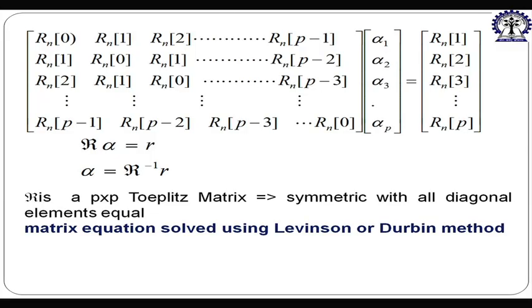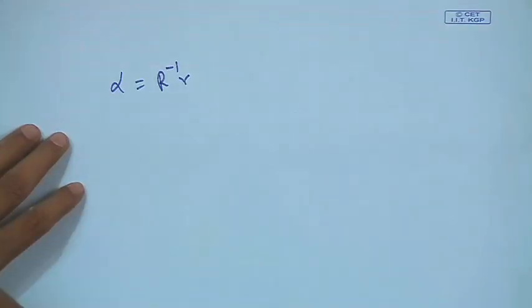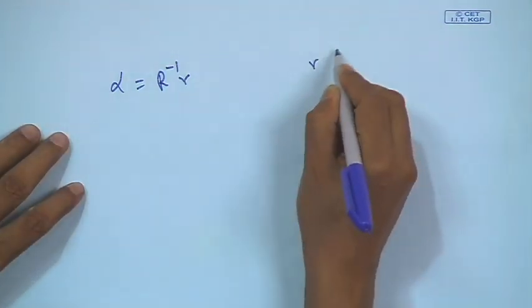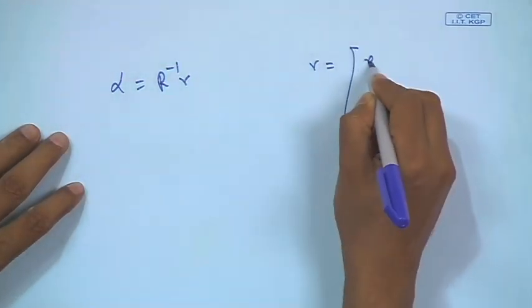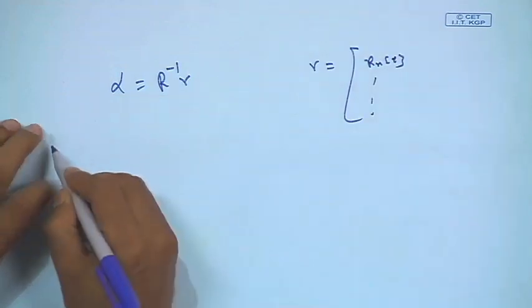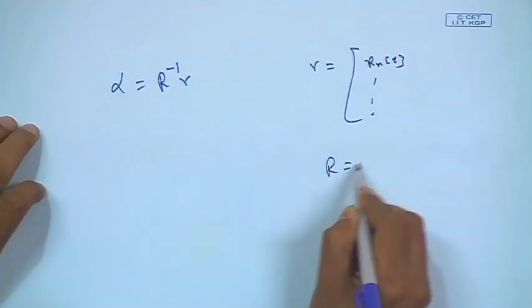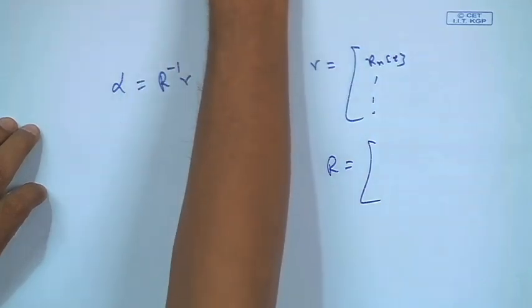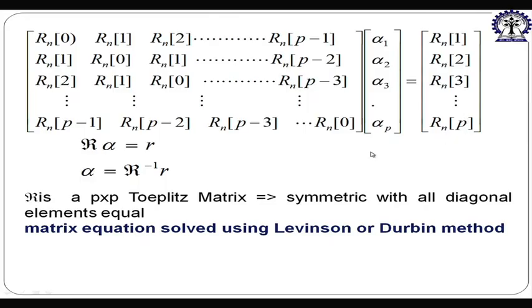Okay. So, last class we saw that alpha is equal to R inverse small r. The small r is nothing but r n 1, r n 2 like that, and capital R is nothing but this matrix. So, R is this matrix and small r n is this matrix. Okay. Now, we have to solve this.